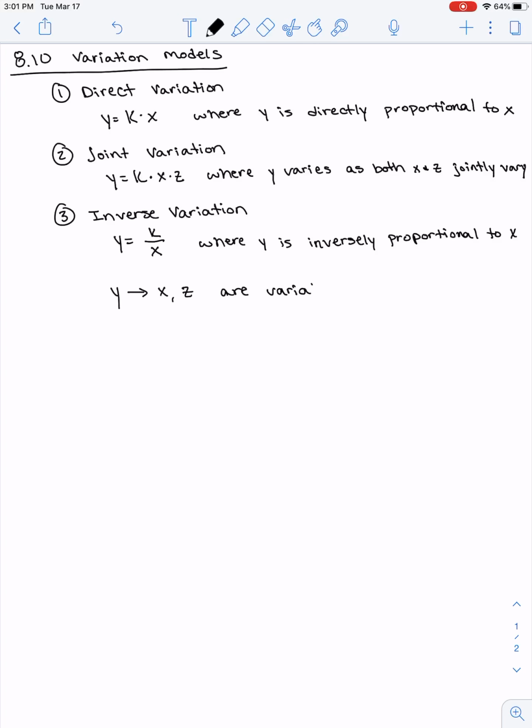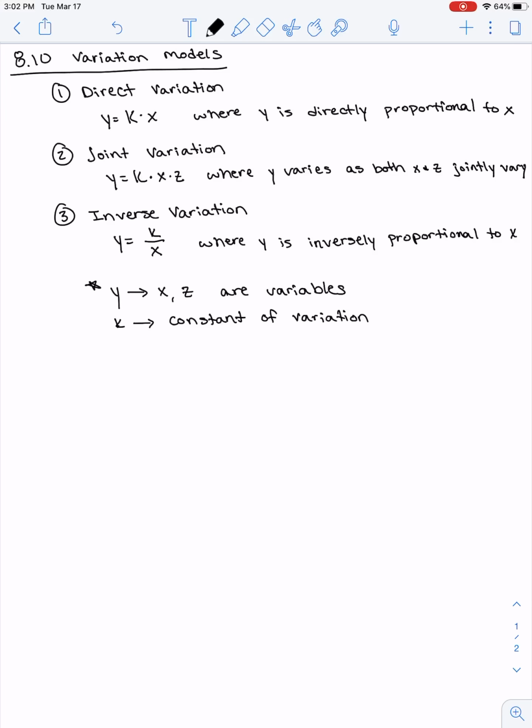K is what we call the constant of variation. But it is in fact a constant. So for the direct variation, what you're seeing is that y is equal to some constant times x. So when we say that it's directly proportional, or it's direct variation, if x were to increase, you would see that y would increase proportionally. If x decreases, y decreases proportionally.